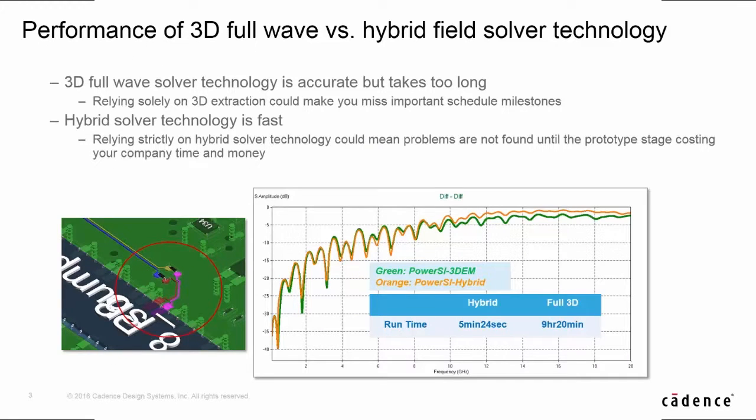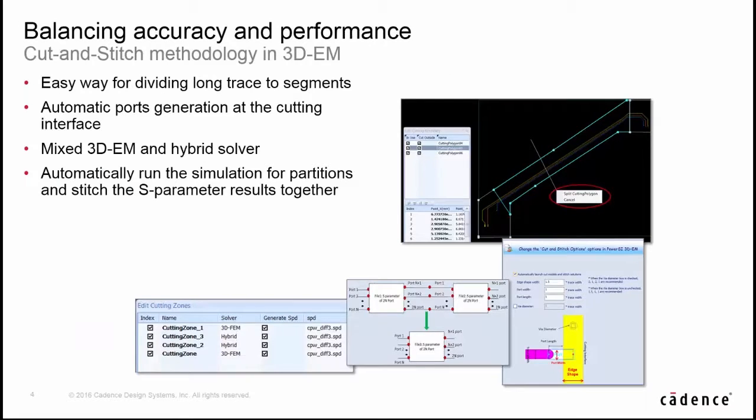Let's look at the performance of 3DEM versus PowerSI hybrid solver. In this demo case, PowerSI only takes 5 minutes and 20 seconds, but 3DEM takes 9 hours and 20 minutes to get a differential pair S-parameter. Normally, full-wave 3DEM is accurate but takes long. On the other hand, PowerSI hybrid is faster, but it could slightly lose accuracy at higher frequency, say 15 GHz in this demo case. So to balance the accuracy and performance, we have introduced a cut-and-stitch flow in 3DEM.